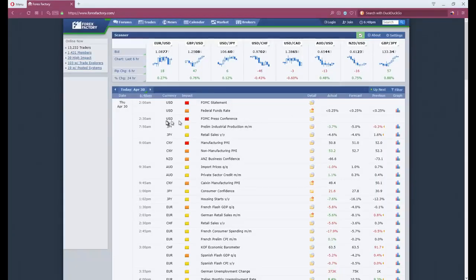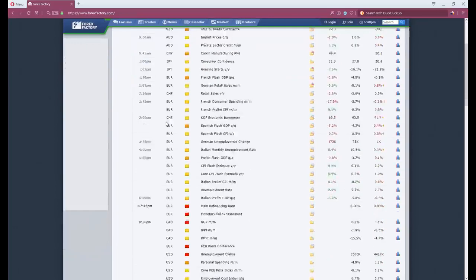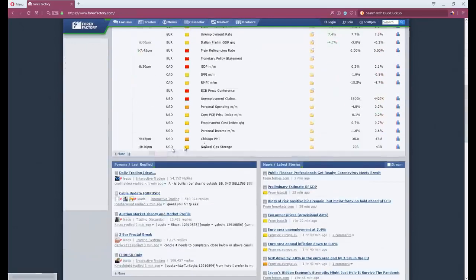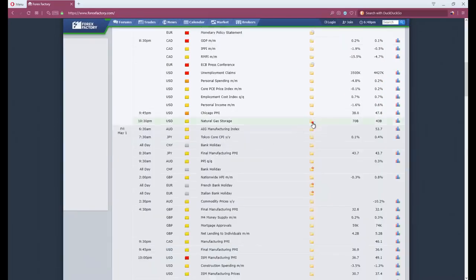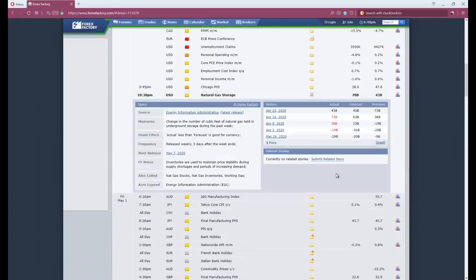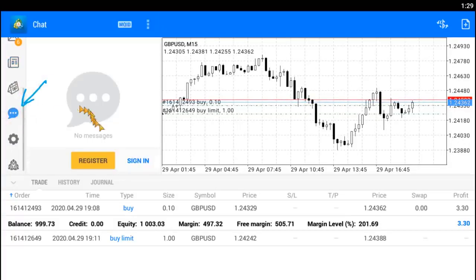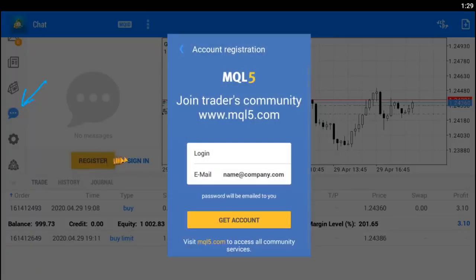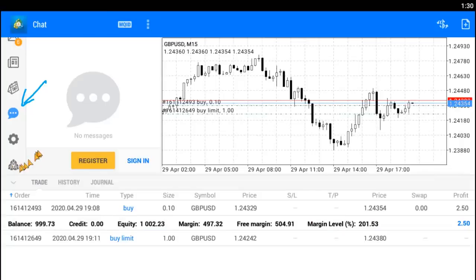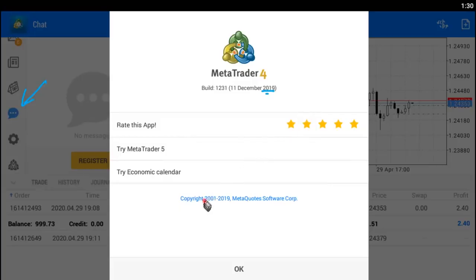But as an alternative, forexfactory.com provides a free economic calendar with a good source of information and discussions too. This is a chat room on notification status. When you are a member on the MQL forum, which is free, it's good to communicate around. Then the version of MT4, 2001 to 2019, that means their copyright has not been renewed since 2020. Anyway, give them a 5-star rating, they deserve it.